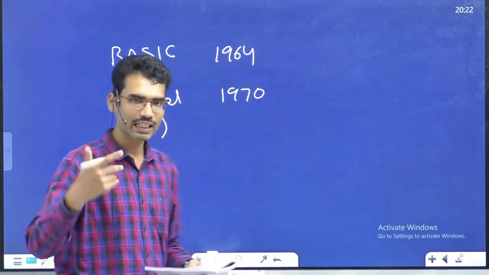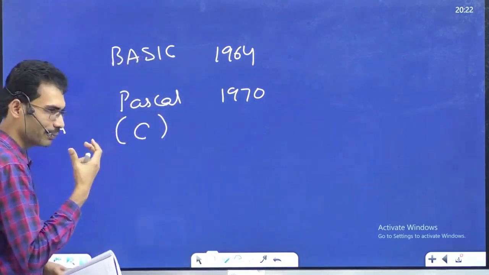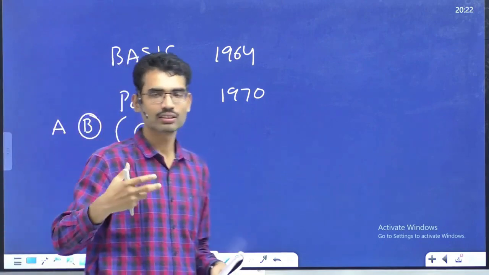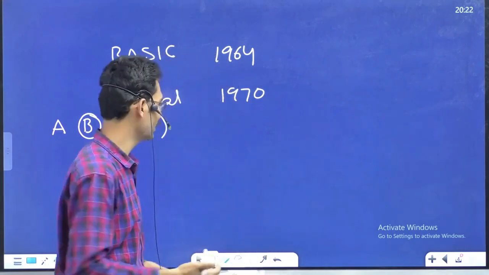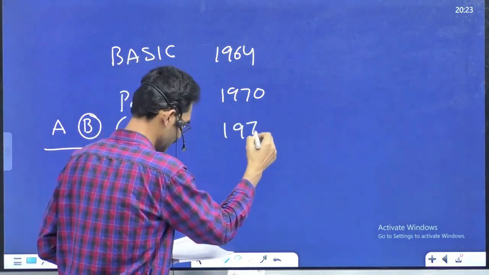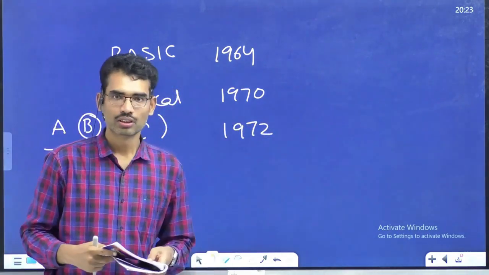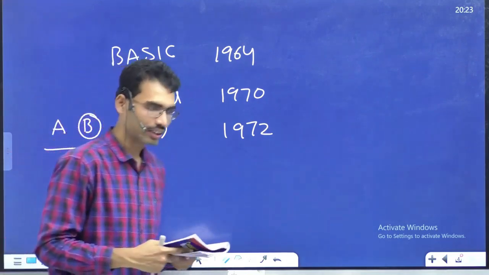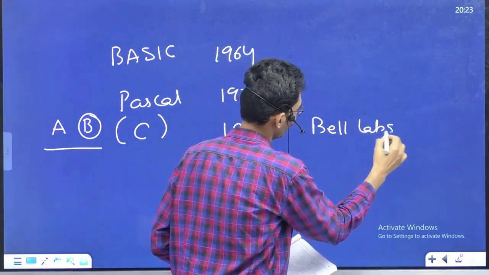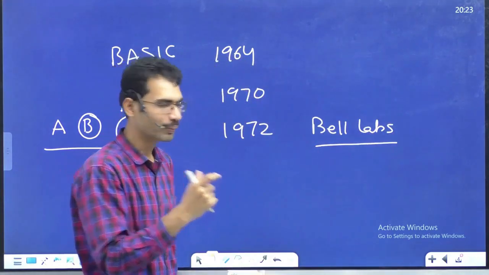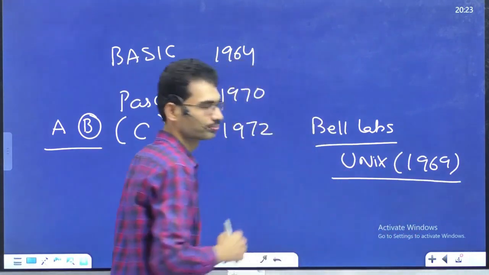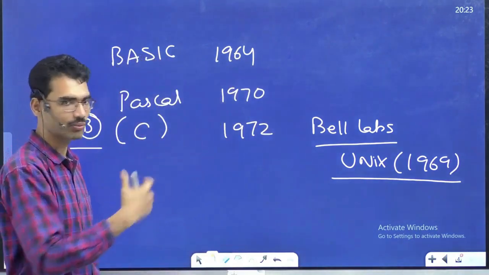Before that, there was the A language, and the B language. Depending on the different inventors, they gave those particular names, A, B. This became the C language, in 1972. Dennis Ritchie was the one who developed it in Bell Labs. If you remember, Bell Labs was instrumental in developing Unix in 1969. In 1969, the Unix operating system evolved.